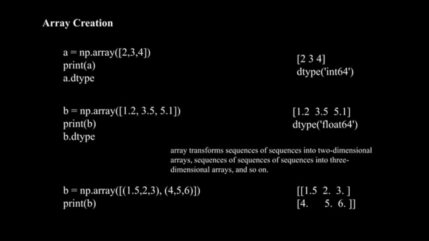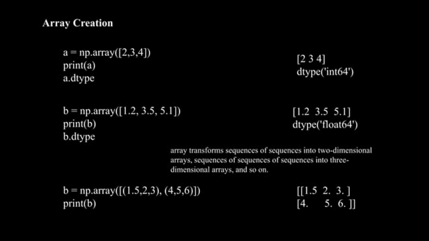Array creation, how to create an array. a equals np.array of list 2 3 4, print a. What will be printed is the list, with no commas: 2 3 4. a.dtype means the data type, and the dtype is int64.